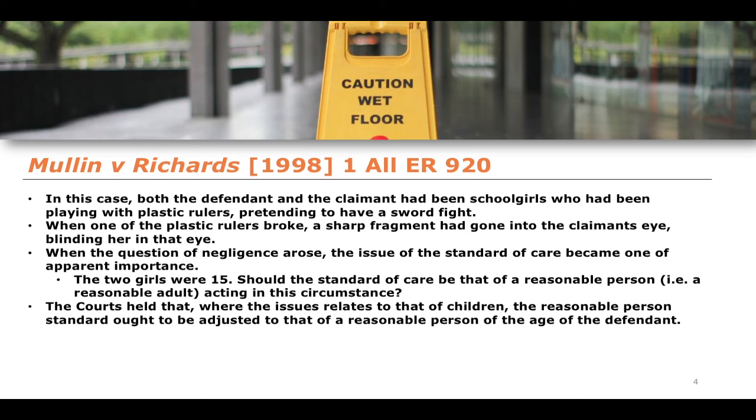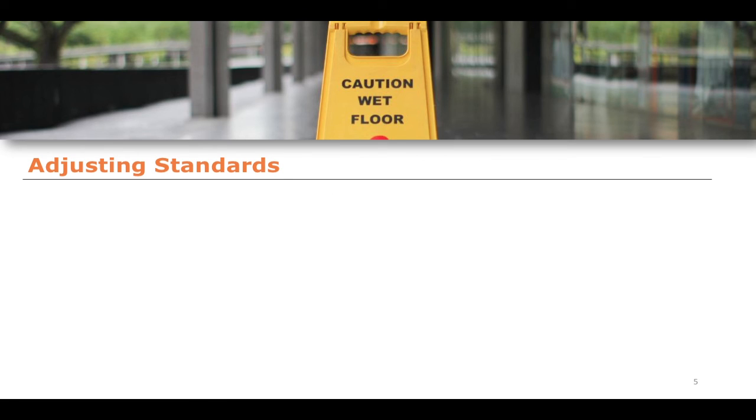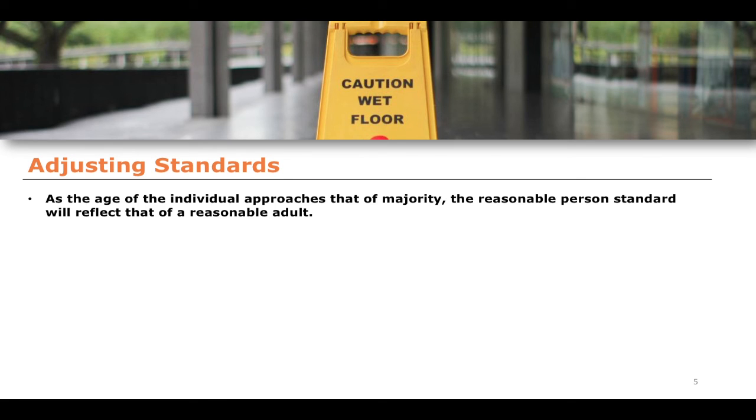Maybe an adult acting in this circumstance would have acted in a way and reasonably have foreseen that this kind of damage or injury could have occurred. But would a reasonable 15-year-old have had that same foresight in terms of their actions? Potentially not. And so the result of this means that we adjust the standard of care slightly lower. So the standard of care was not judged in this case to be the standard of a reasonable adult, but in fact a reasonable 15-year-old. So essentially, that's what the standard of care as applied to children represents.